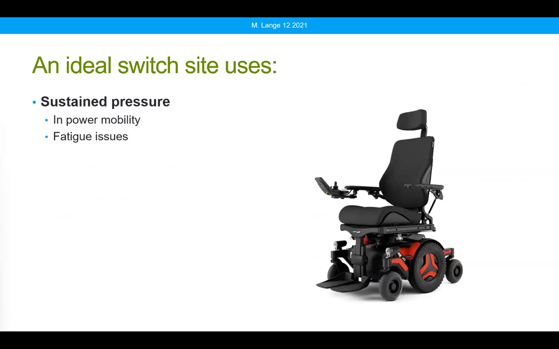Sustained pressure. So again, sustained pressure is required in power mobility. Even if we use latch for forward, for example, we still need some sustained contact to make a turn. So that can lead to fatigue in people with muscle weakness, and it's important that we address that. Again, reducing the amount of force and travel.